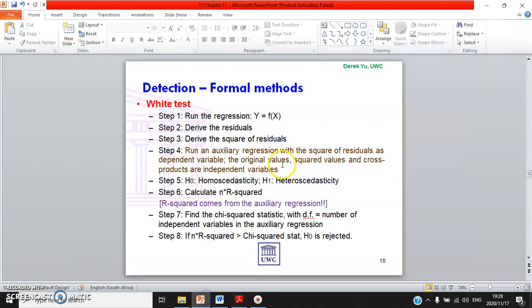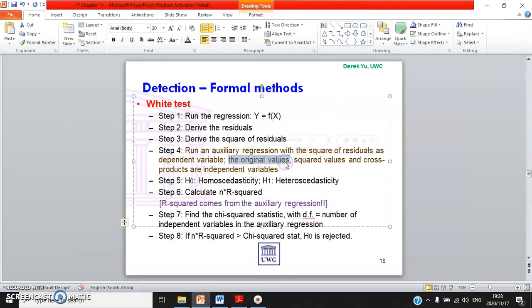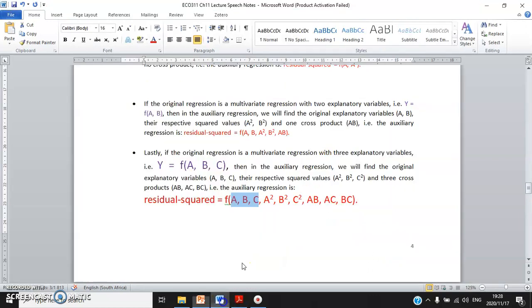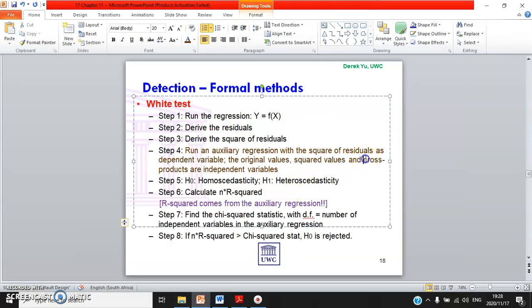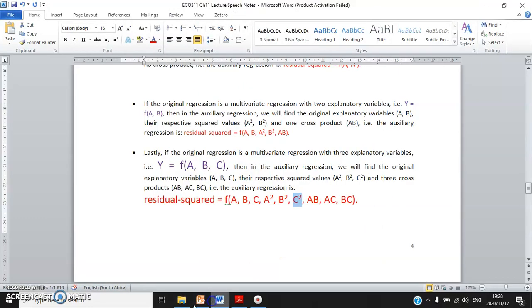And then we go back to the slides. Original values: a, b, and c. The square values, so it means a square, b square, c square. Happy with that? This is what square value means. And then the cross products, it means the product of each pair of explanatory variables. This is why you have a times b, a times c, and b times c. So are you happy with this?